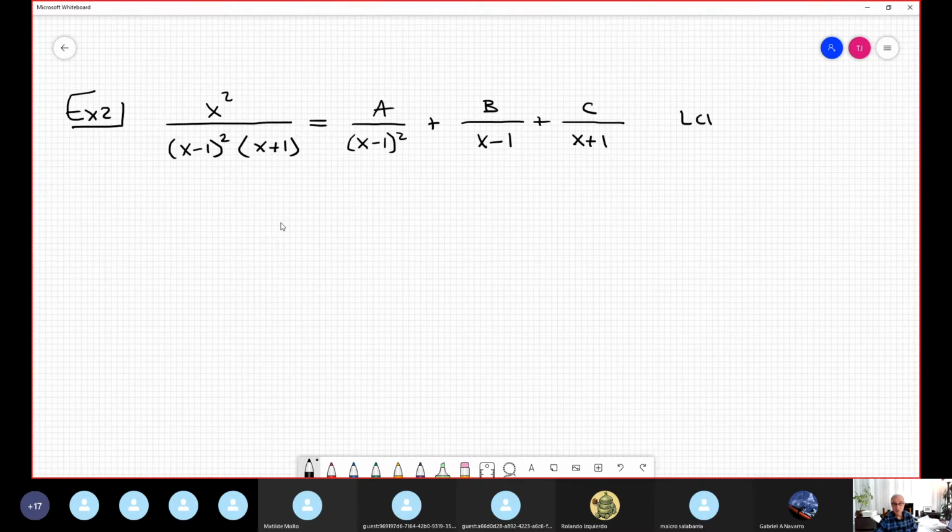LCD is x minus 1 squared times x plus 1. Remember the rule of the least common denominators. You have repetition, you take the majority, so the higher exponent, because it's the least common. Not 3, because this and this together, no. And you multiply this like this.